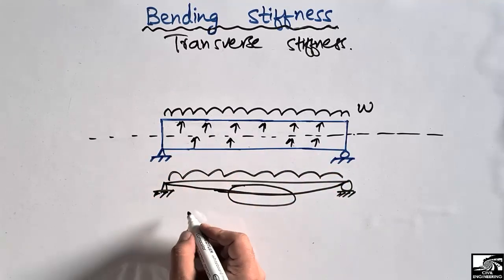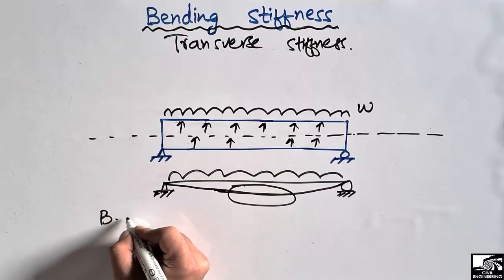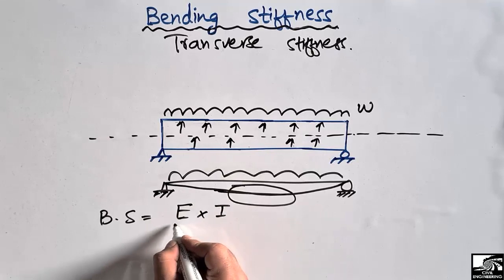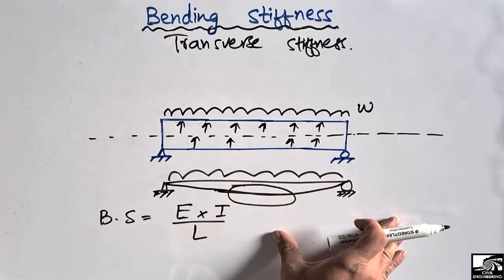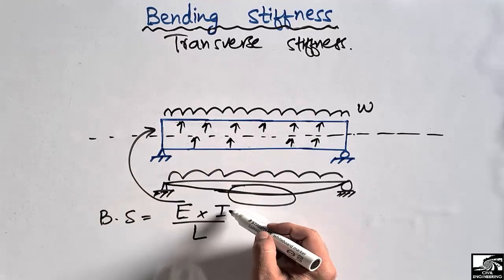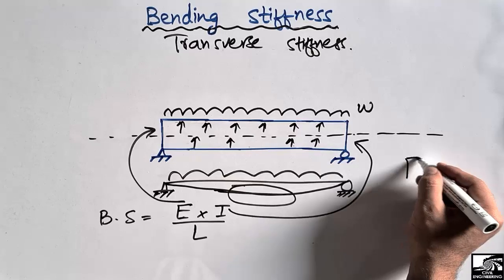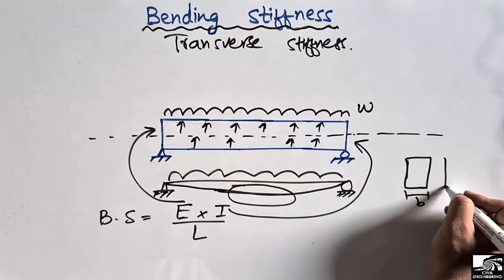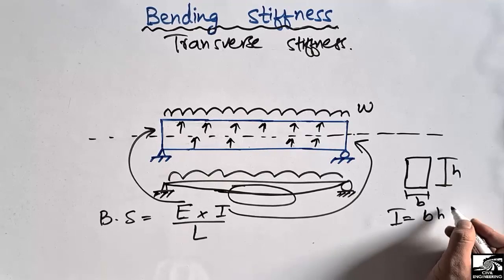So if I write the transverse or the bending stiffness formula, the bending stiffness is E multiplied by I divided by the length. We can find out the bending stiffness or the transverse stiffness for any kind of beam if we know the elasticity of the material used in this beam, and the moment of inertia of this beam, which we can find, if this is a rectangular or square section, with B and H, we can easily find the moment of inertia as BH cubed by 12.